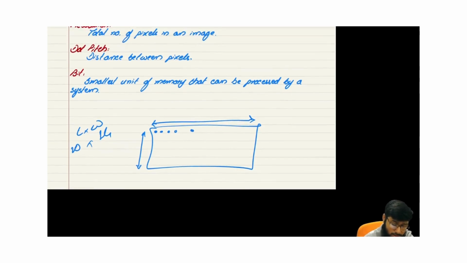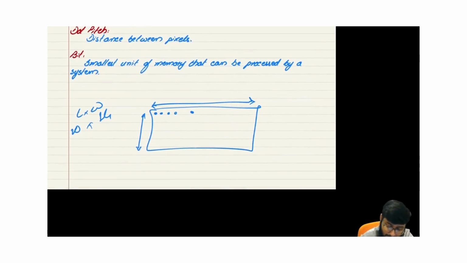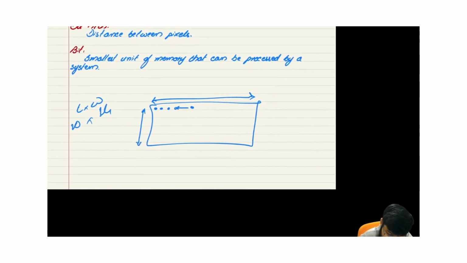Now coming towards the dot pitch. What is a dot pitch over here? Dot pitch is the distance between the pixels. So there are two different pixels, and the distance between them is known as the dot pitch. Now if we zoom the image in, the more we zoom it in, we are actually increasing the distance between the pixels.